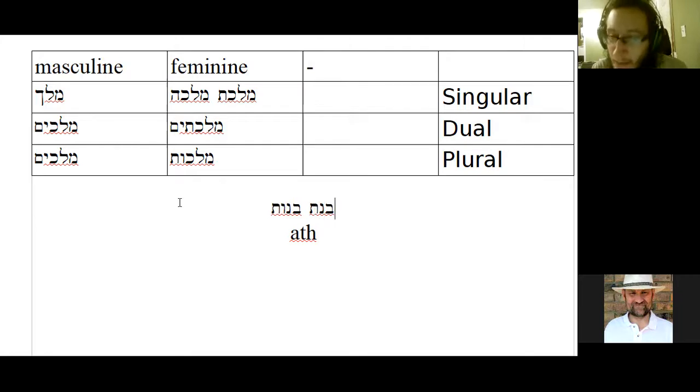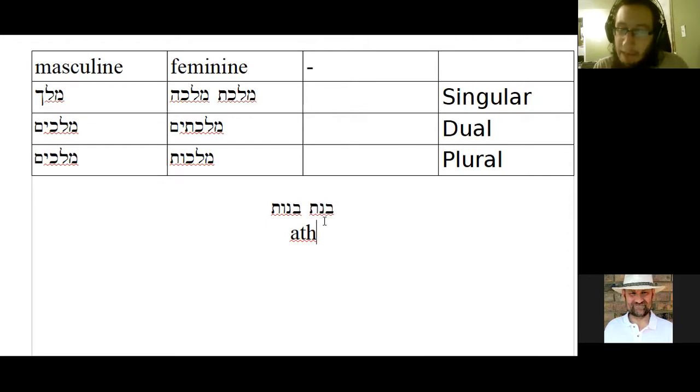And virtually every other language preserves this. I think it might be Aramaic that doesn't, and I can't remember, but every other Semitic language, excuse me. So Arabic, Akkadian, Ethiopian, they all have this noon preserved as part of the original word, banoth. Or benath, and then the plural is benoth.